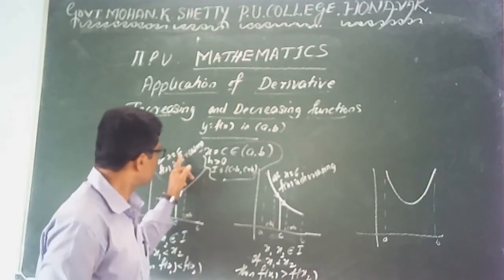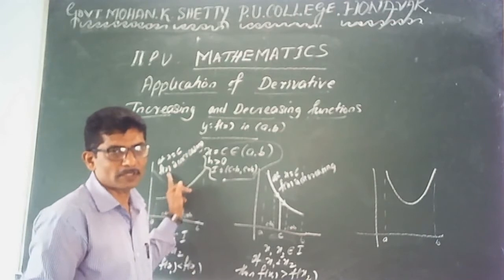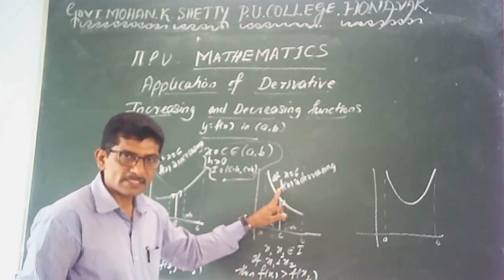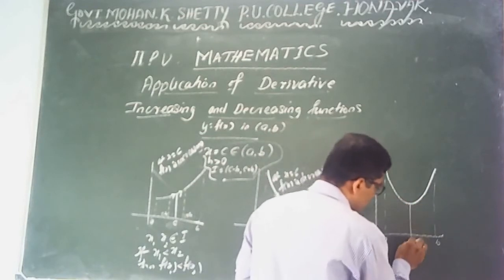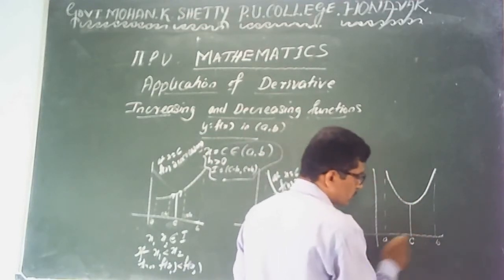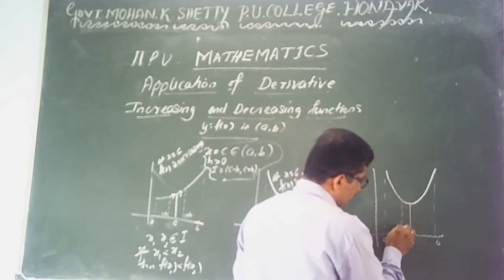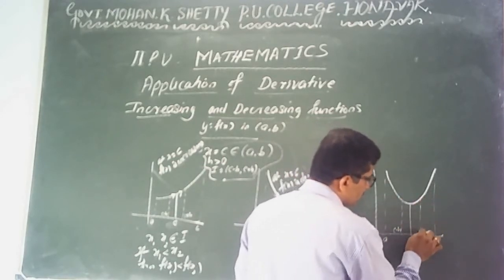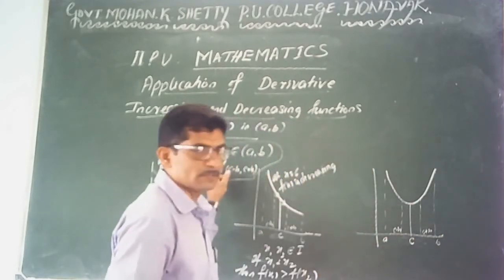Here at x equal to c is an increasing point. The function is increasing at a particular point. The function is decreasing at a particular point. Suppose at this point you take x is equal to c. C is a point belonging to the interval a to b. Here you take the neighborhood point c minus h, and here you take c plus h. It is very close to c as h tends to 0.